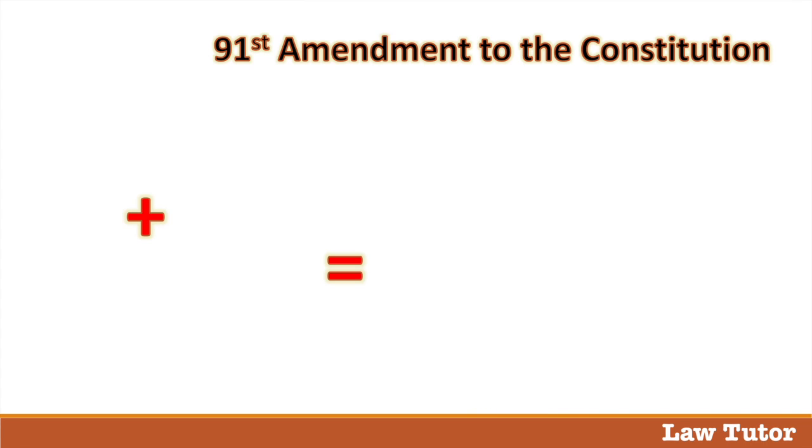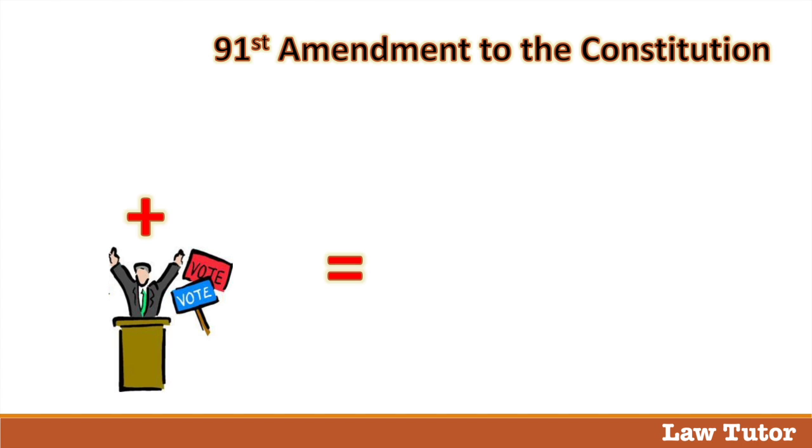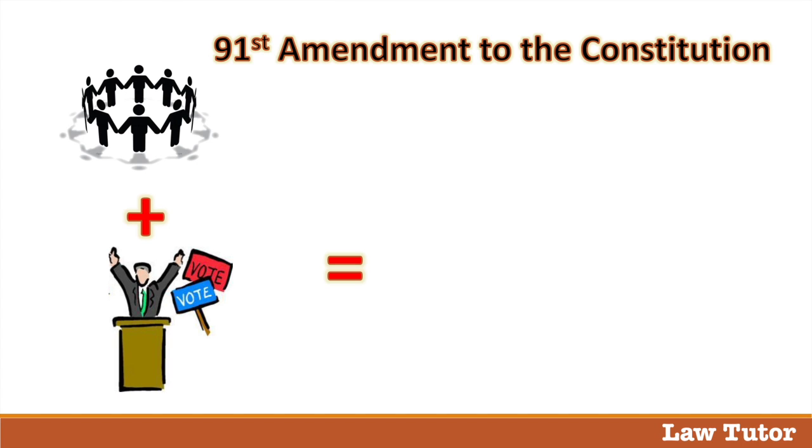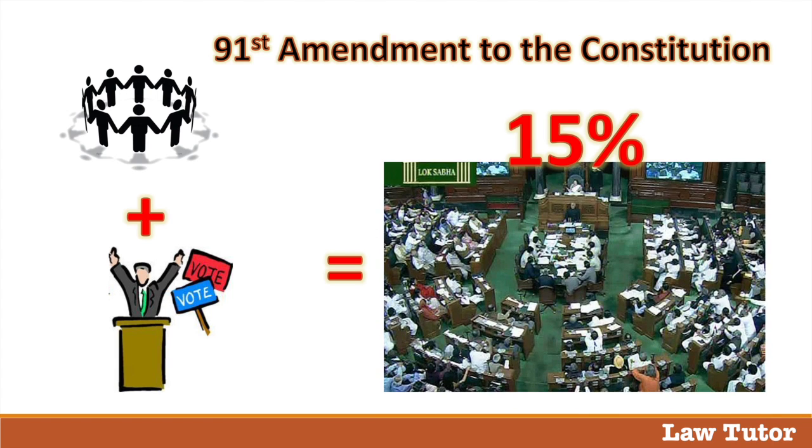In order to limit the size of a ministry, the Constitution of India has been amended in 2004. According to the 91st Amendment to the Constitution in 2004, the total number of ministers of the Council of Ministers, including a Prime Minister, should not exceed 15% of the total members of the Lok Sabha. The same law applies to the state legislatures also.